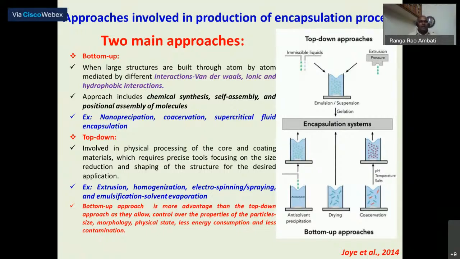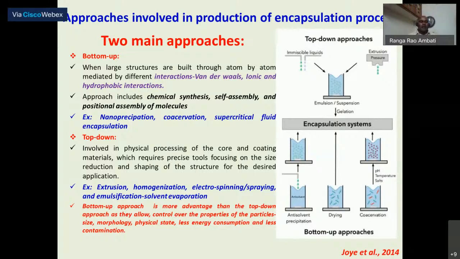Bottom-up approaches include chemical synthesis. People use chemical synthesis, self-assembly, and positional assembly of molecules. They also use nanoprecipitation, and in this nanoencapsulation technique they use the bottom-up approach. Coacervation and supercritical fluid extraction also use the bottom-up approach.